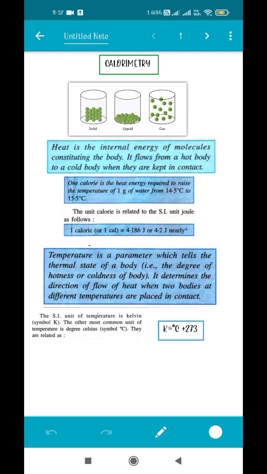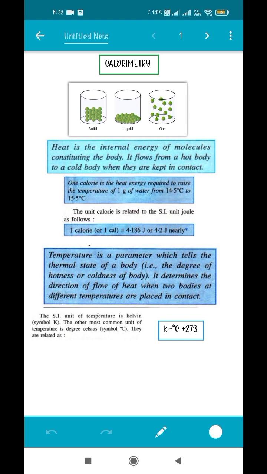This is very common when there are two bodies, one at a higher temperature and one at a lower temperature. If they are kept close to one another, touching one another, heat will flow from the hot body to the cold body. So what is heat? Heat is the energy which is present in the molecules of a particular substance.